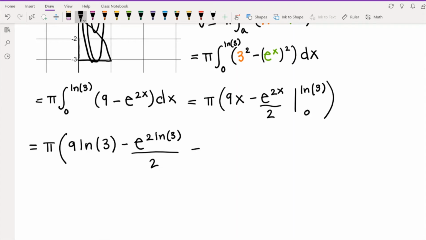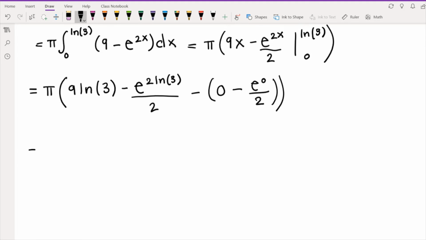And then from that, in this case, we actually do need to plug in 0 because whenever you have e to a power, if you have e to the 0, that's 1, right? So that's not going to cancel out. So we're going to get 0 minus e to the 0 over 2. So that's going to be negative 1/2. Okay, so what goes on here? So now we have pi times 9 times ln of 3.